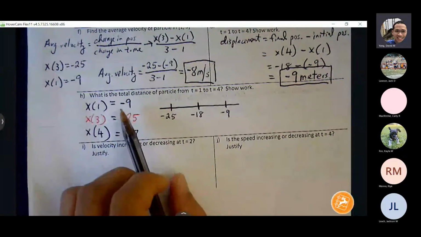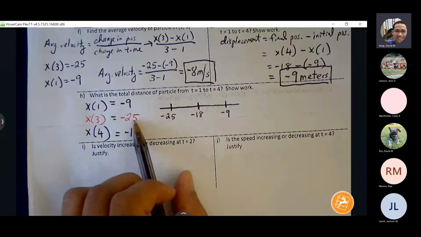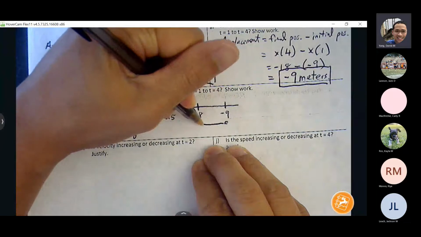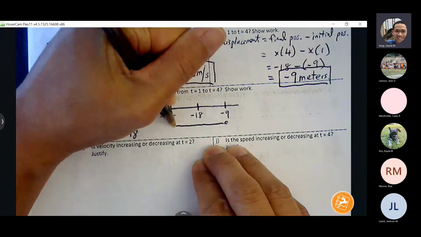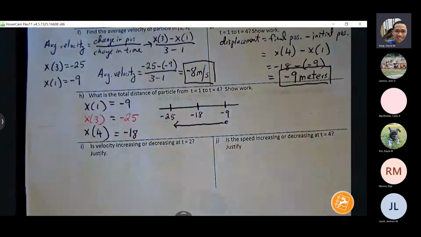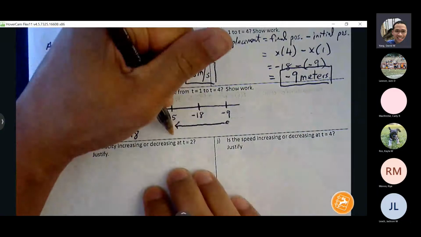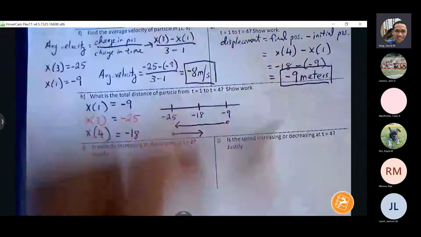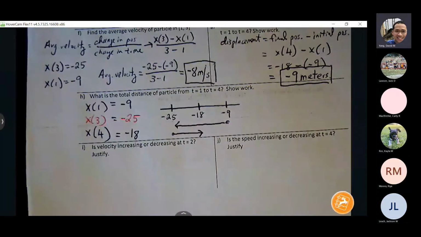Okay, so imagine you're walking from -9 to -25. And all you're doing is just counting your steps. Each step, you're going to make 1 increment towards -25. And then you're going to turn around. You're going to continue to count your steps, -25 to -18. You don't care about which direction you're moving. You're just keeping a running total in your head and just keep on adding your steps together.